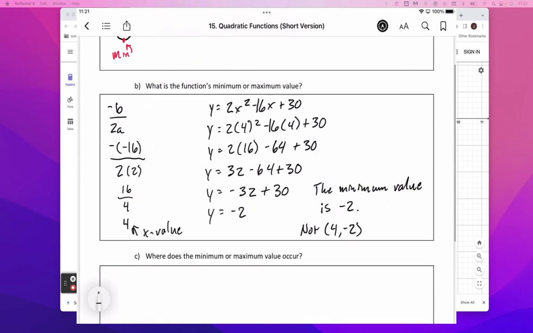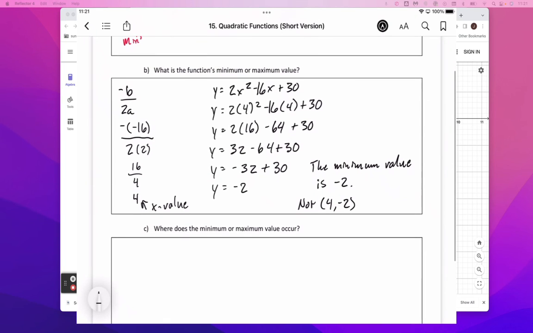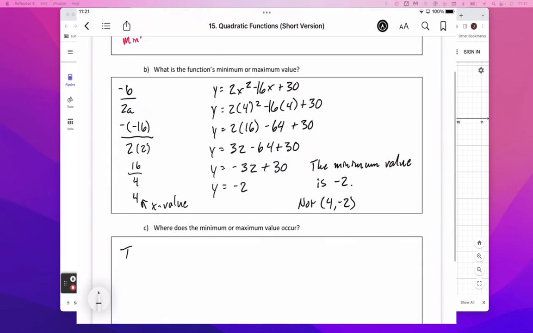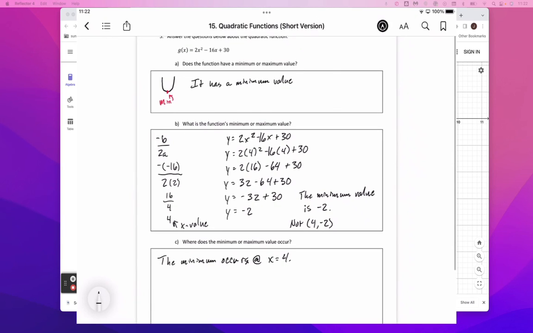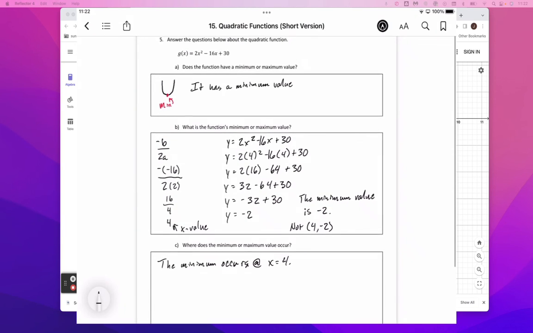Which brings us to the next question. Where does the minimum or maximum occur? The minimum occurs at x equals 4. And so again, for this, it's not asking for an ordered pair. It's just asking for a specific x value or y value. First, what is the minimum? And then where does it occur? All right, that's it for number 5.